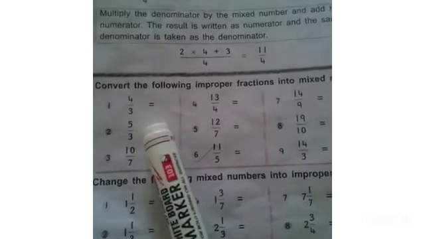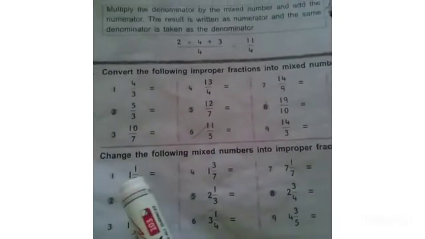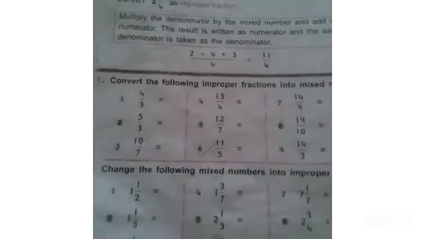Second one, change the following mixed numbers into improper fractions. Children, these were already discussed, so you have to write at the same time in your classwork book and textbook also. These two problems, write in your homework book, 11th one, 12th one. Next, second Roman, change the following mixed numbers into improper fractions. Here, improper fractions convert into mixed fractions. Here, mixed fractions convert into improper fractions. When we convert improper fractions into mixed fractions, we know. So, here we have to multiply, then add. Okay?